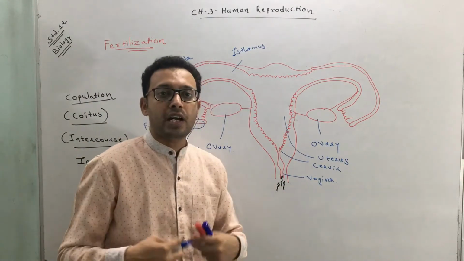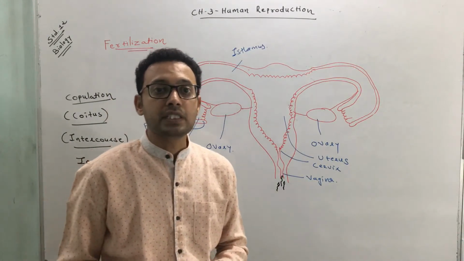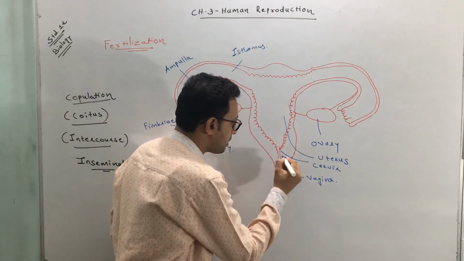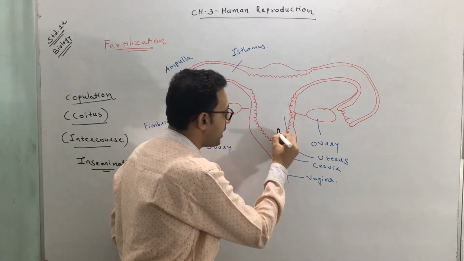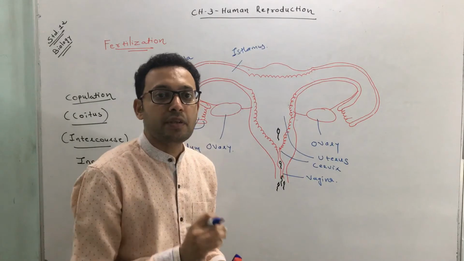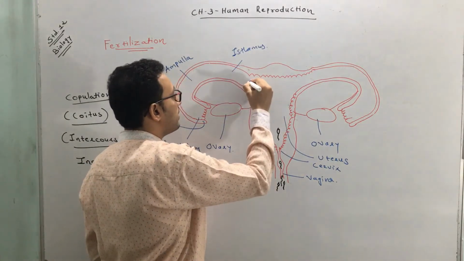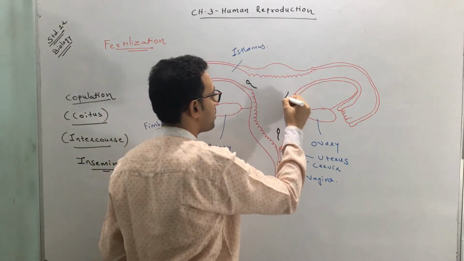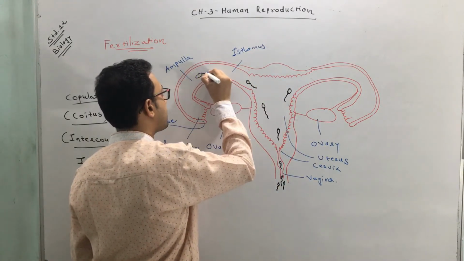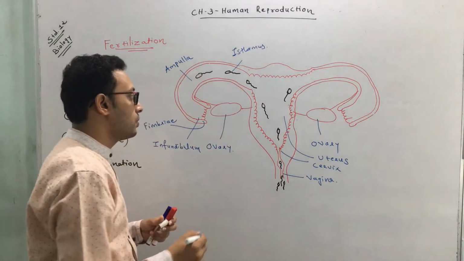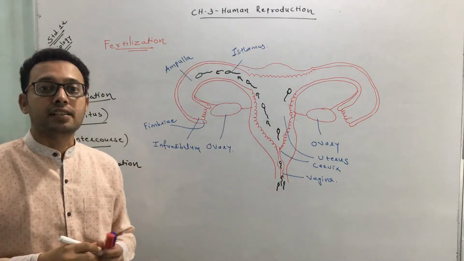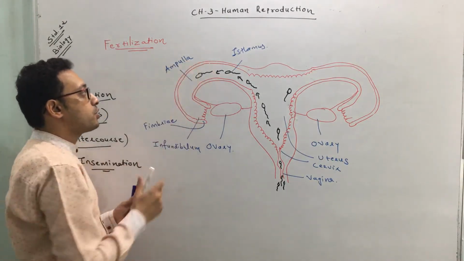Now what happens? Once these sperms are released, they are motile in nature, meaning they are capable of movement, and they move towards the cervix. They enter the cervix, and from there they enter into the uterus. They are motile, so they can swim in the genital tract of the female. Finally, by swimming, they reach the ampullary region of the oviduct, the wider portion of the ampulla.